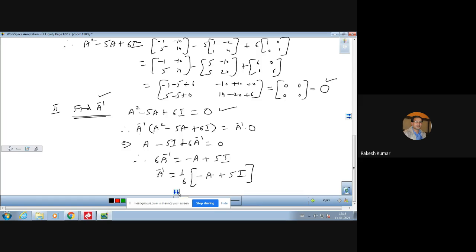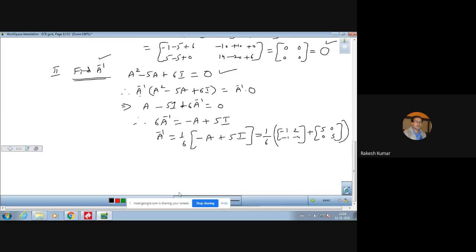Now you can substitute the values. 1 by 6 of negative of A. Negative of A will be, the A matrix is given to us, [-1, 2; -1, -4], plus 5 into I, that is the identity matrix [5, 0; 0, 5]. So let us simplify it. This comes out to 1 by 6 times, minus 1 plus 5 will give you 4.